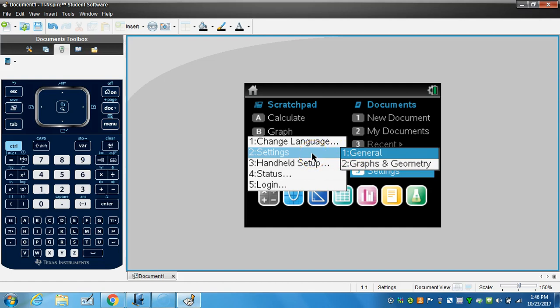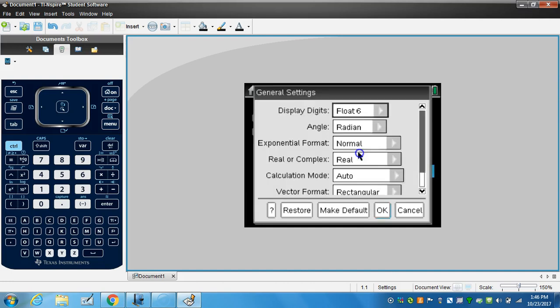I think yours is called document settings, but whatever, right? So it's called document settings. Click number 2, and it takes you to this screen. Alright? This one right here. See, it says angle. You need the angle to say degrees.